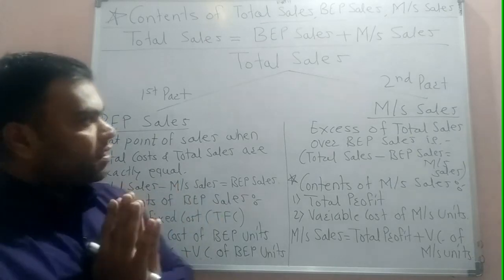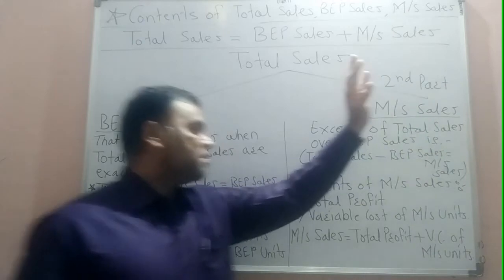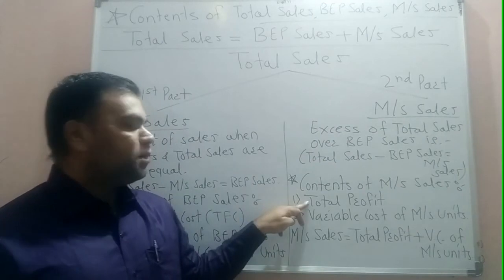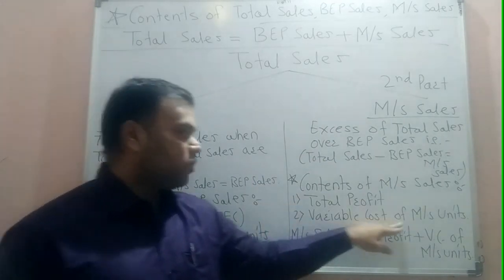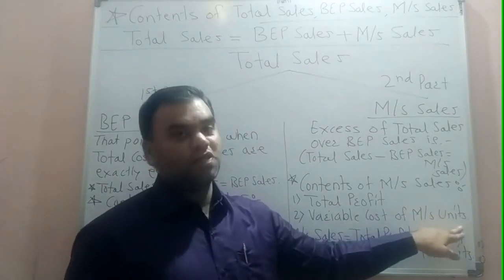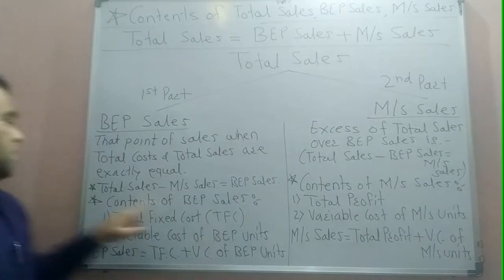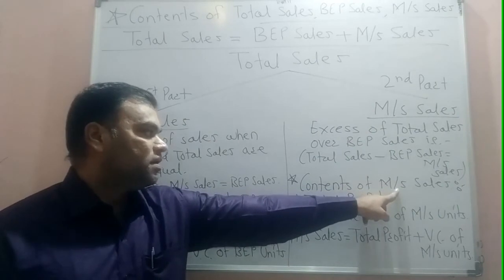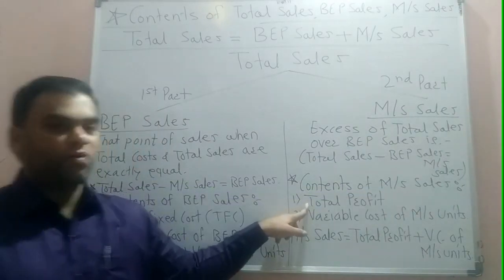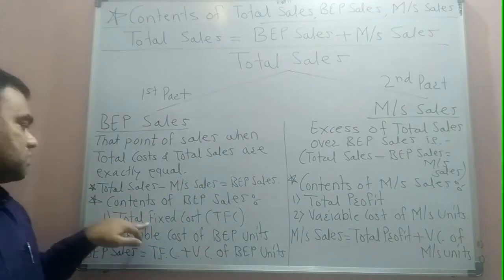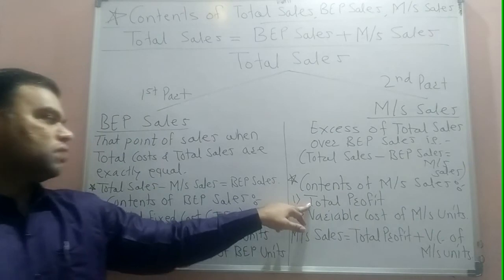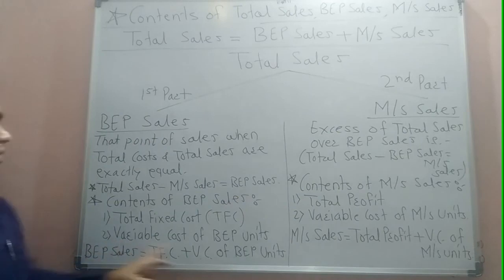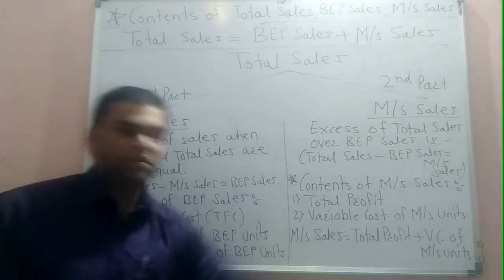Now, what are the contents of margin of safety sales? It includes two contents: first, total profit, and second, variable cost of margin of safety units. You can see the components of BEP units: first, fixed cost. The components of margin of safety: first, total profit. That is the difference. Here total fixed cost, here total profit. Then variable cost of BEP units, here variable cost of margin of safety units.